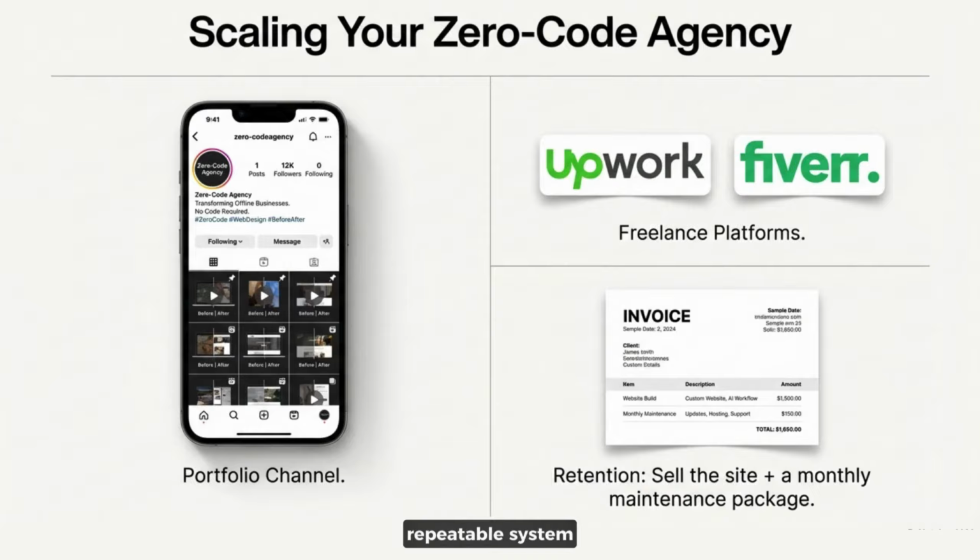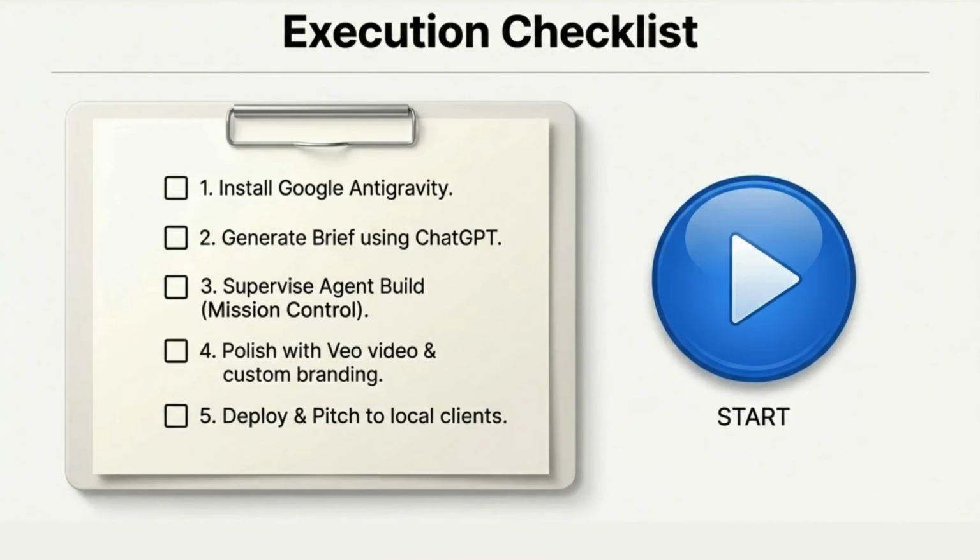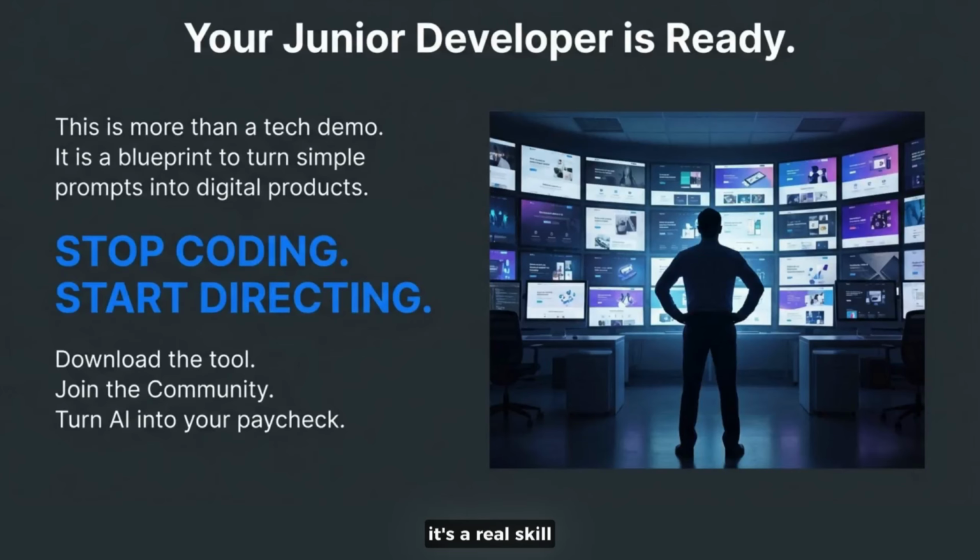This becomes a repeatable system. Find businesses, build demos, show results, close the deal, and offer a monthly maintenance plan. That's how you market the skill and turn website building into a real service business. And that's the complete workflow, from idea to a live, professional website built entirely with AI. This is more than a tech demo. It's a real skill you can use to help businesses come online and earn from it.